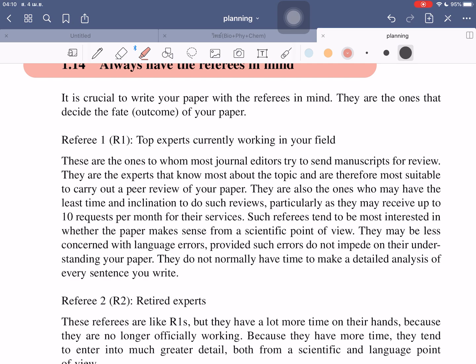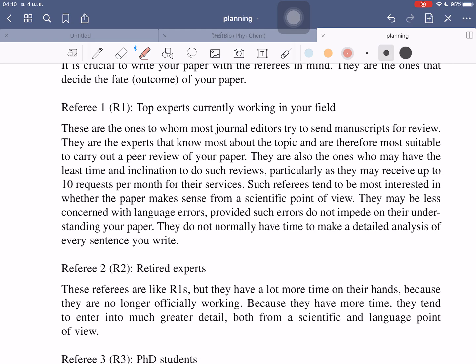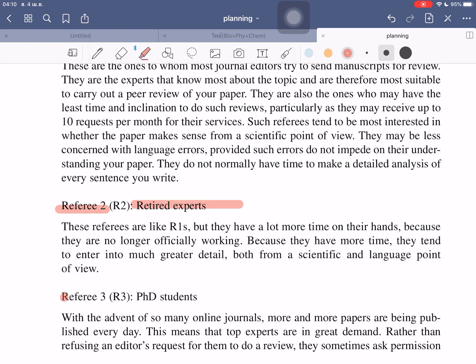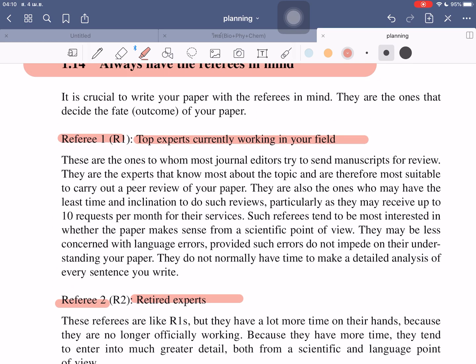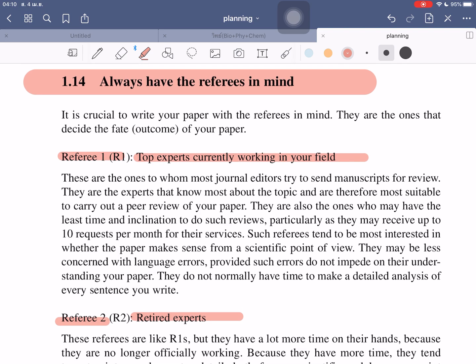A referee is the one who reads your paper. It could be referee 1, R1, R2, R3. R1 is the top expert. R2 is the retired expert. R3 could be a PhD student or master's degree student in your case. The referee is like your mentor, the person who reads it before you actually submit. The top experts in your field know the most about the topic, but they could be very busy.